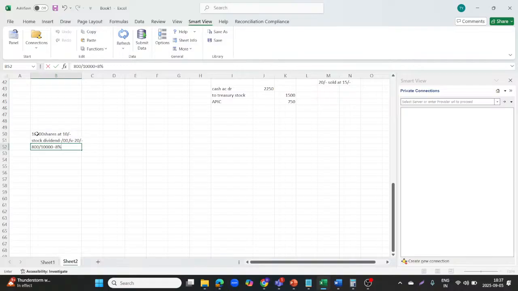In this case, you will pass the entry as retained earnings account debit. So retained earnings account debit will be 10,000 into 0.08, that's 16,000. That means 10,000 into 8% into 20 rupees per share. Now to common stock account credit.